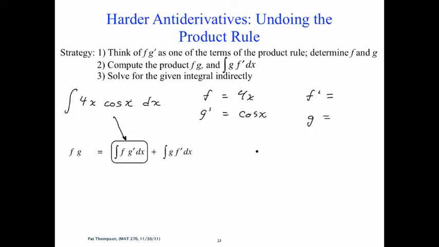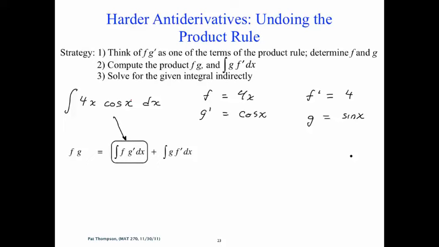Then what is f prime? 4, easier, right? Easier. And what is g? So now this is like a little antiderivative that we have to do. The antiderivative of cosine x is sine. So now, is g f prime an easier integral? Is it doable? Yes. So that was the right choice.